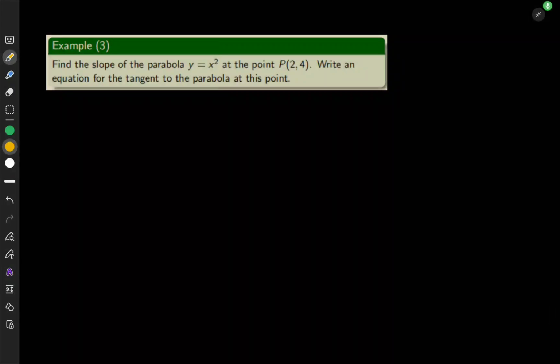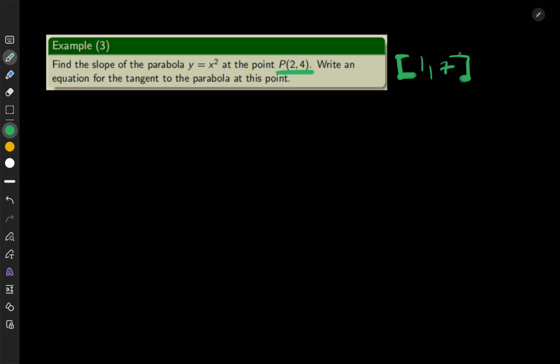Okay, now we're on example 3. Let's see what it says. It says, find the slope of the parabola y is x squared at the point. Slope at a point. This is tangent, people. This is instantaneous. If they say slope and they give you an interval, then it's average, because they'll give you something like from 1 to 2 or from 1 to 7 or whatever.